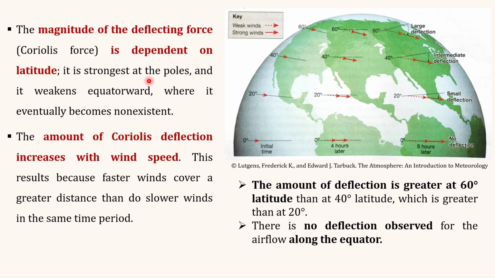So here it is mentioned that it is strongest at the poles. It weakens as we move towards the equator, where it eventually becomes non-existent. And the amount of Coriolis deflection increases with the wind speed because faster winds cover a greater distance in comparison to the slower winds for the same time period.